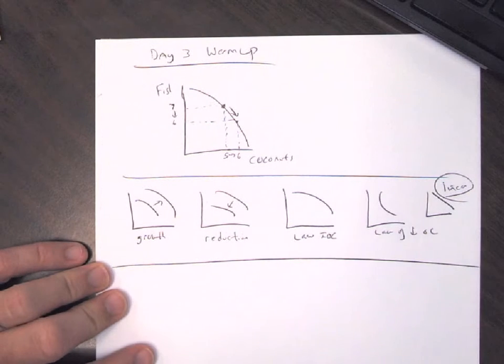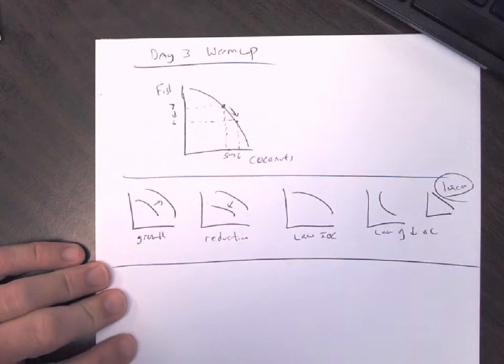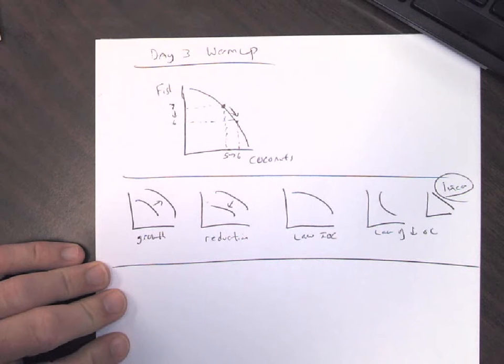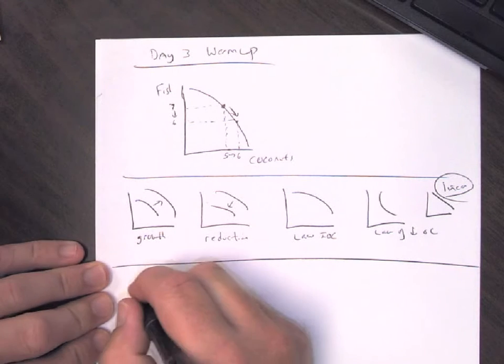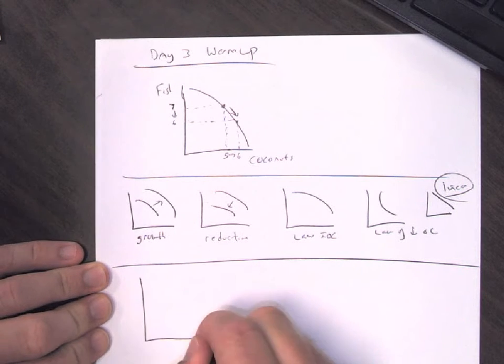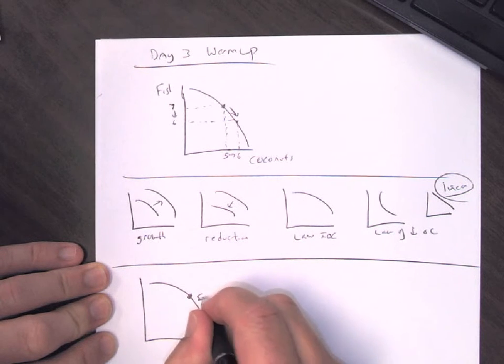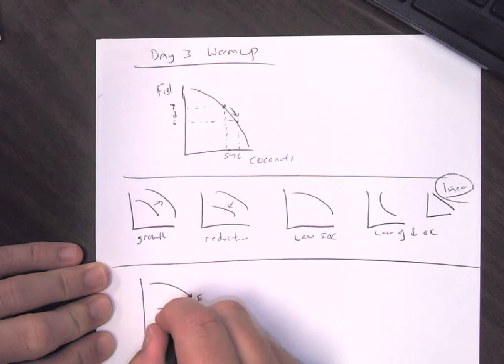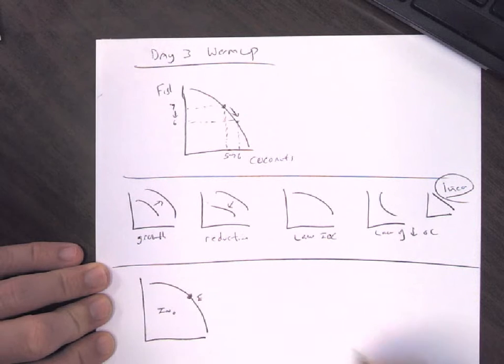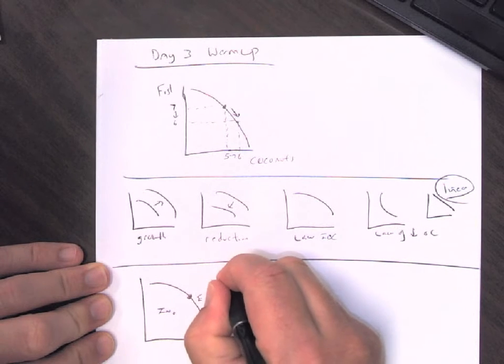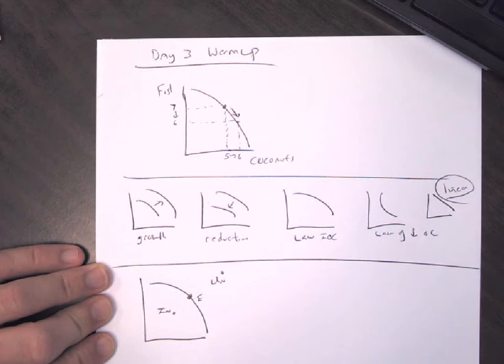Okay. Now, our next thing we need to do is draw a PPC with 3 points: efficient, inefficient, and unattainable. Okay, so I got a PPC right here. Efficient means we're on the curve. Inefficient, inside the curve. Unattainable, a point outside the curve.